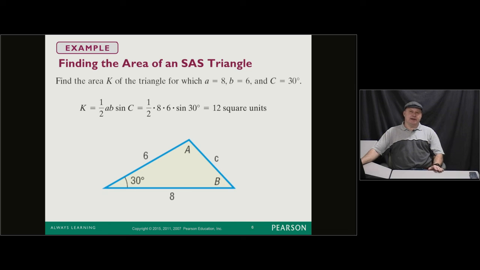This one was pretty easy because they gave me everything I needed, the two sides and the included angle. Alrighty, but it can be more complicated than this.